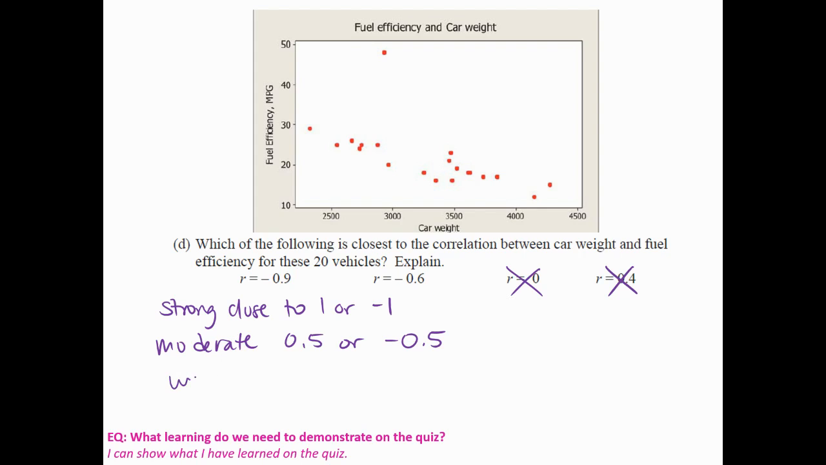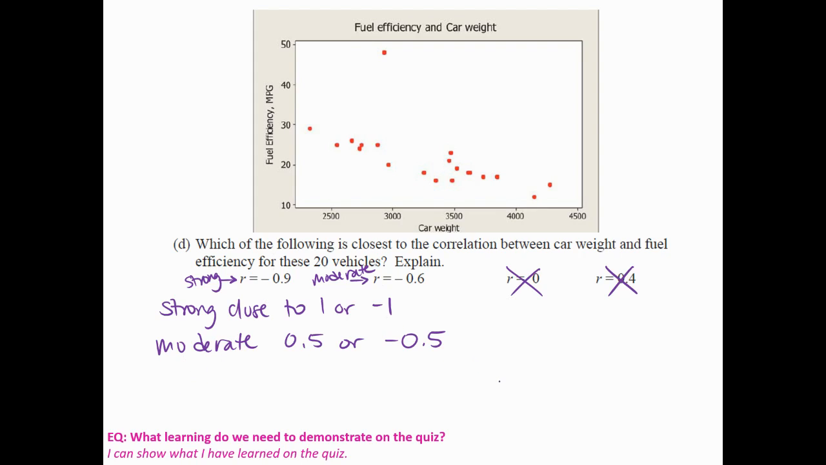And then weak is going to be our close to 0 numbers. So looking at the two options that are left, the -0.9 would be saying that it's a strong association, and this one would be saying kind of a moderate. And so based on some of our practice here, that looks very linear.